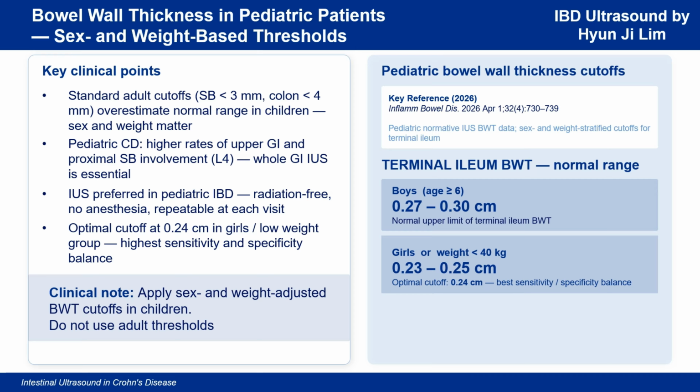The key findings are: for boys age 6 and older, the normal upper limit of the terminal ileum bowel wall thickness is 0.27 to 0.3 cm. For girls or children weighing less than 40 kg, the optimal cutoff is 0.24 cm, which gives the best balance of sensitivity and specificity. Additionally, pediatric Crohn's disease has higher rates of upper GI and proximal small bowel involvement, so whole GI scanning is especially important in children.